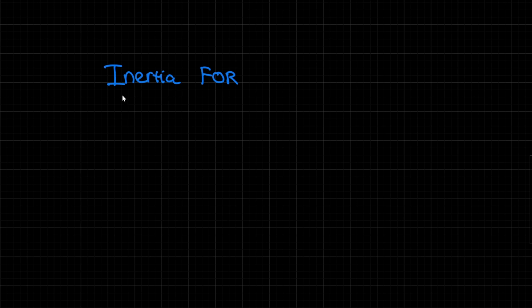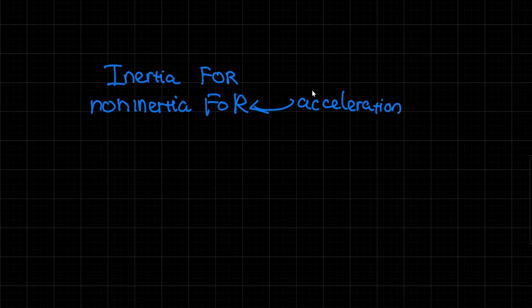The other frames of reference, where Newton's laws don't work, are called non-inertial frames of reference. The difference is that the non-inertial frame of reference has an acceleration with respect to the inertial frame of reference.